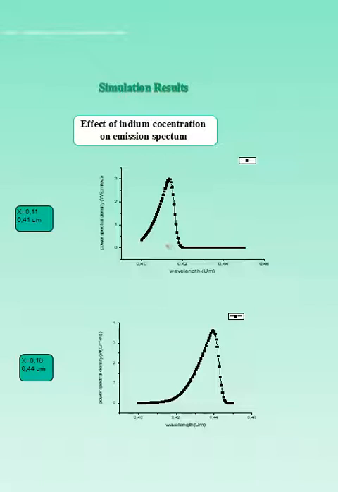Simulation results. Effects of indium concentration on the emission spectrum. For x equals 0.11, wavelength equals 0.41 micrometers. For x equals 0.16, wavelength equals 0.44 micrometers.